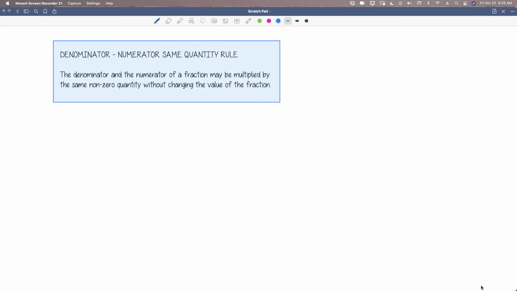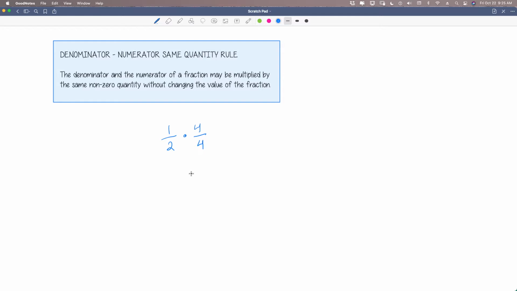We're in lesson 52 today, and this is where we are seeing some repetition. We're going to go back to the beginning and talk about the denominator-numerator same quantity rule. All that means is that if we have 1/2, we can multiply the denominator and the numerator of a fraction by the same non-zero number. In this case, let's say 4.